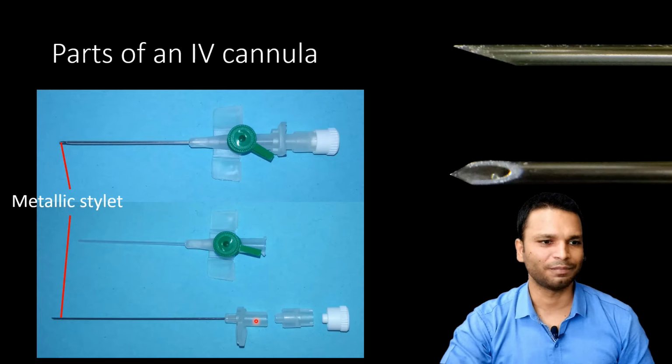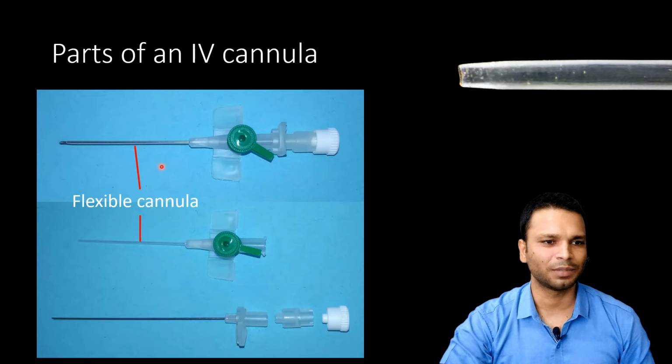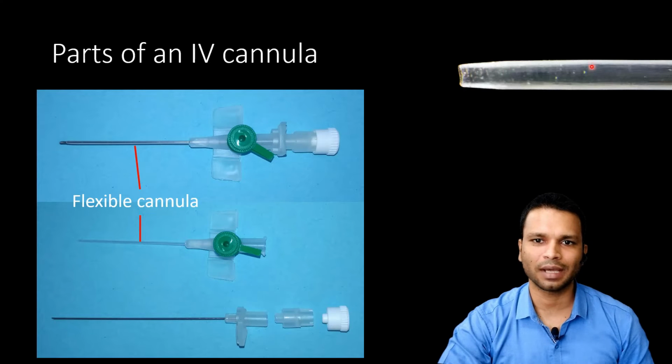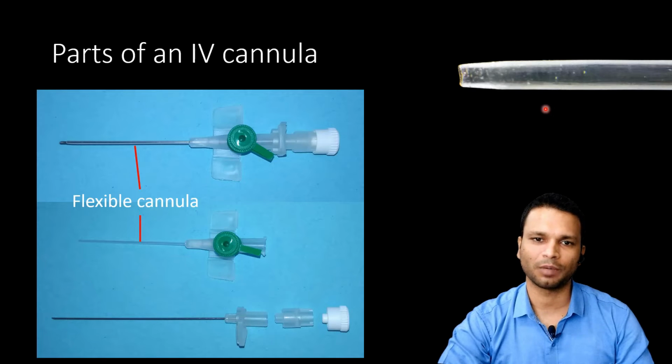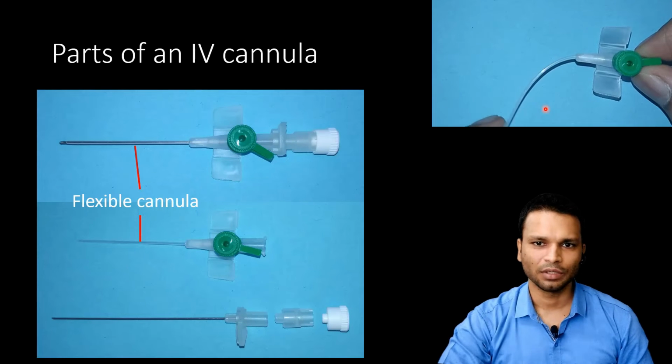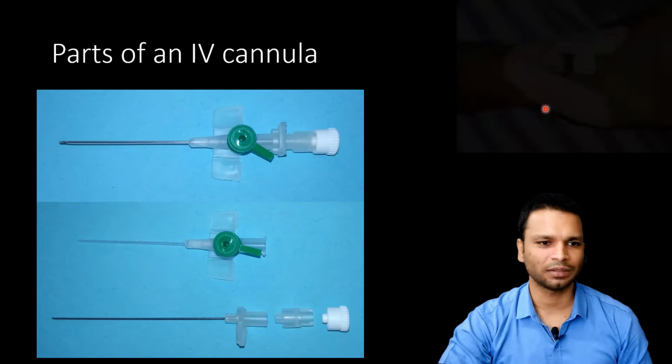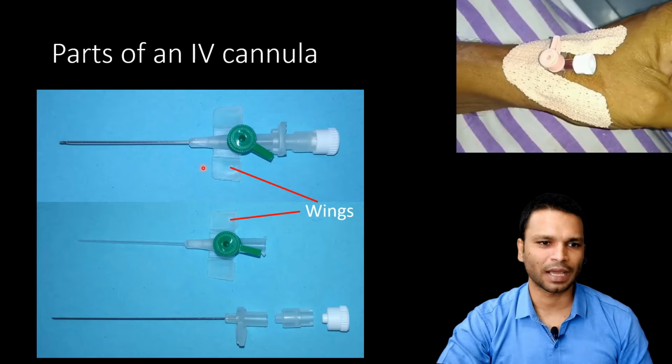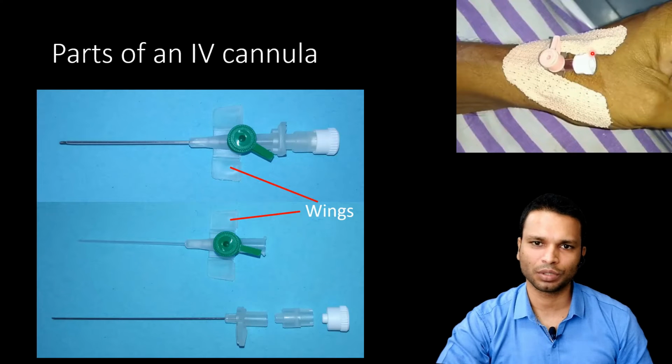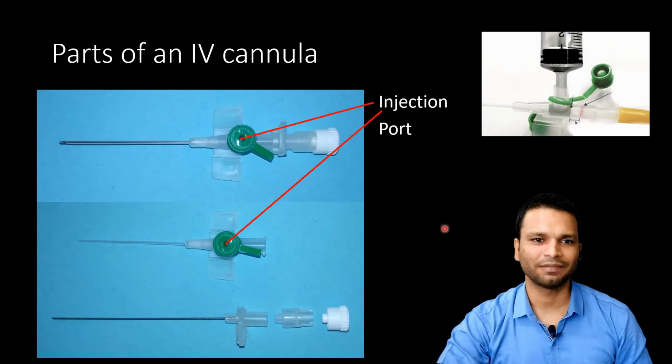So we have the metallic stylet, then we have the flexible cannula. In this you can see that the tip is a little narrower as compared to the body of the cannula. The reason for this we'll talk about later. You can see it is flexible, the cannula. Then we have the wings of the cannula over here. These wings are used to fix the cannula to the surrounding skin so it doesn't move. Then we have the injection port.